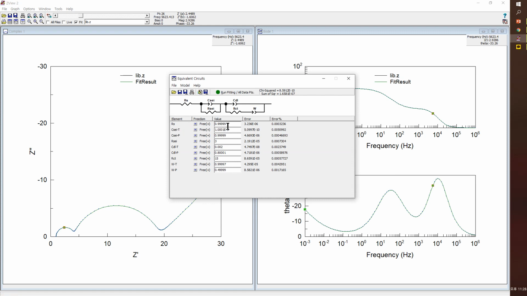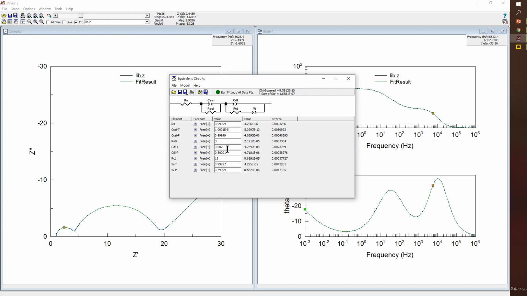Then finally, we obtain the final values. RS, actually the true value was 1, but it's 0.99999. Great. And the capacitance value, my initial guess was 10 to the minus 4, but right now we are going to the true value of 10 to the minus 5, actually 1.0001e minus 5. And how about the exponent of this capacitance? 0.9999959, so almost ideal capacitance.